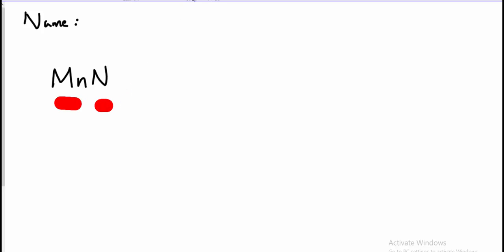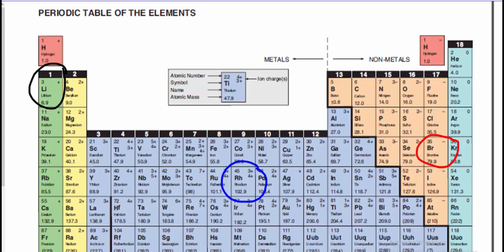this compound right here. Mn is my positive ion, N is my negative ion, and I need to go ahead and figure out what the names of these two elements are. So Mn, I'm going to look it up. It's a metal. I need to look it up on my periodic table, and right away I'm always looking to check to see if it's multivalent when I'm looking at metals.